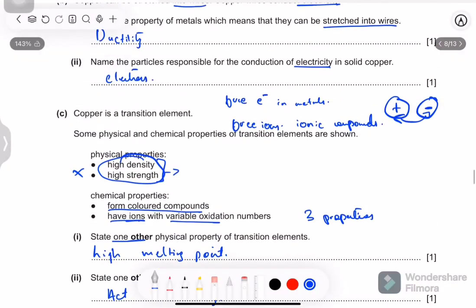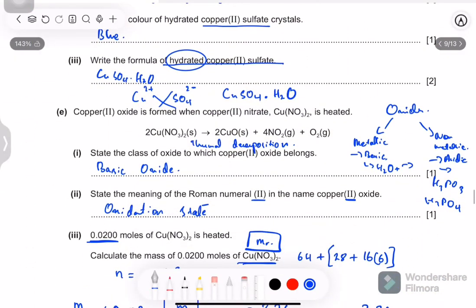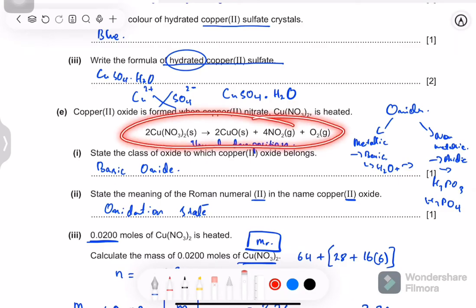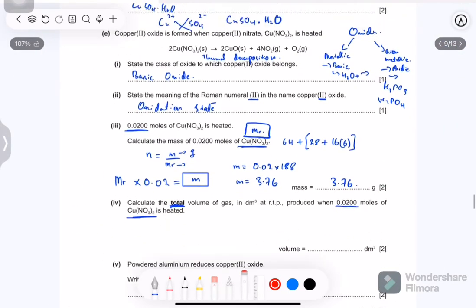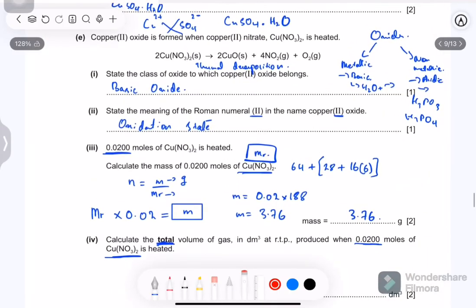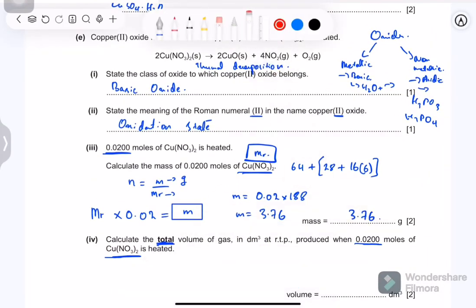the equation they gave us above, where they gave us this equation, because we have the ratio over here, the stoichiometric ratios over here. So calculate the total volume of gas in dm cube at room temperature produced when 0.02 moles of copper nitrate is heated. What will be the thought process over here?